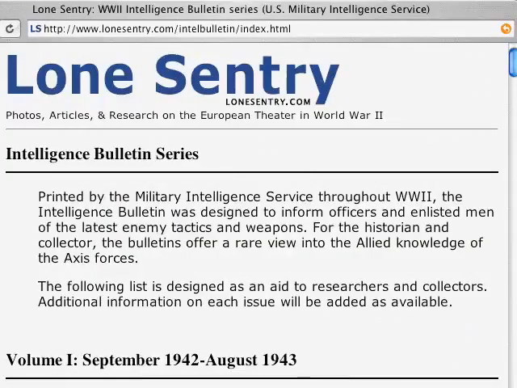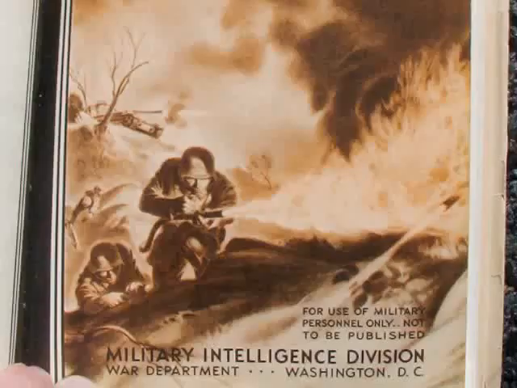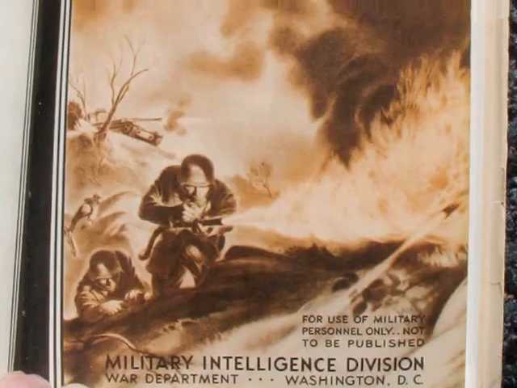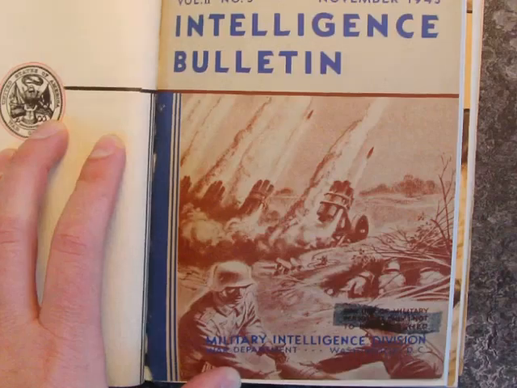There's a website called Lone Sentry that has made a wartime publication accessible on the web called the Intelligence Bulletin. Printed by the Military Intelligence Service throughout World War II, the Intelligence Bulletin was designed to inform officers and enlisted men of the latest enemy tactics and weapons. For the historian and collector, the bulletins offer a rare view into the Allied knowledge of the Axis forces.